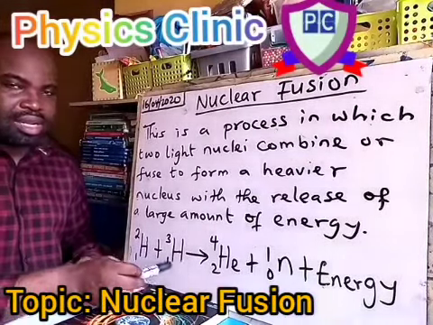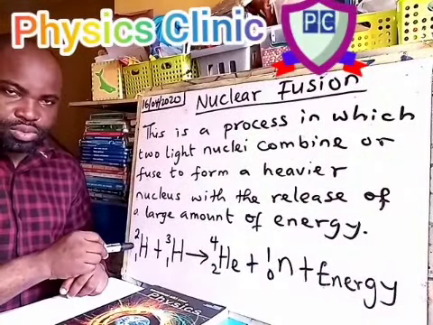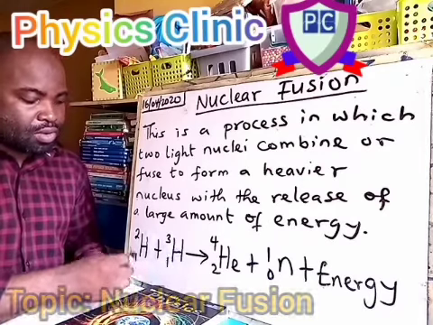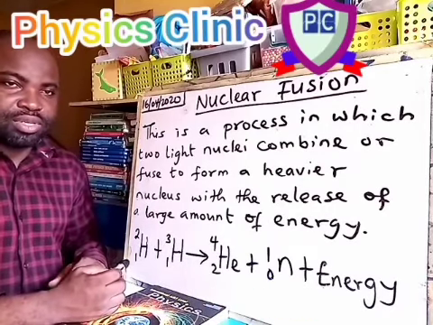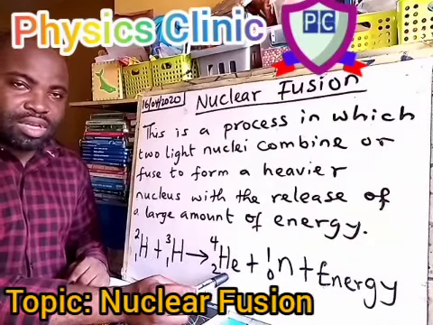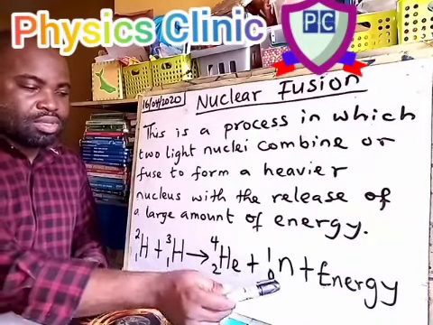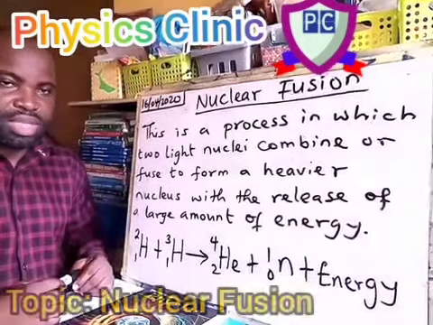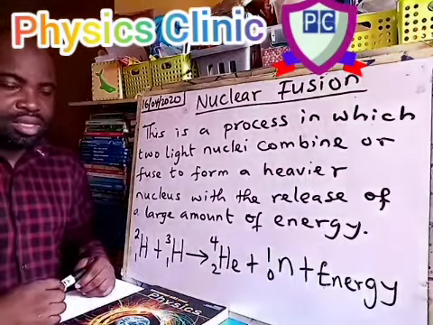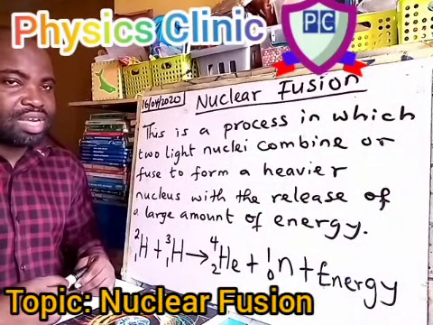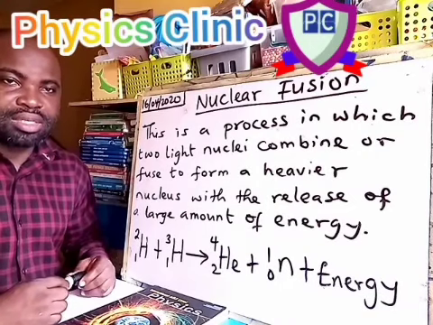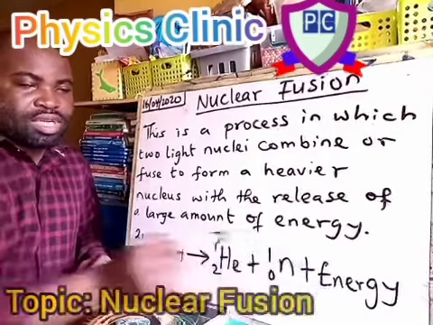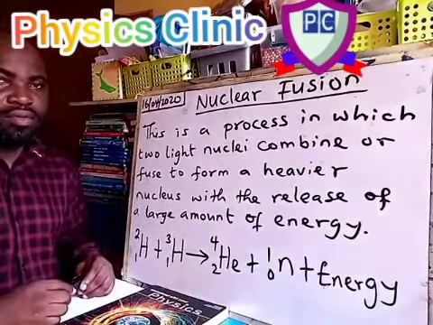Here we have two light nuclei, hydrogen 2 called deuterium and hydrogen 3 called tritium, combining together under very high temperature and pressure to produce a heavy nucleus called helium, plus a neutron, and energy is released during this reaction. In the sun and in stars, this reaction takes place under very high temperature, and it is referred to as thermonuclear fusion. We are going to be looking at how to calculate this energy that is released during this nuclear fusion reaction.